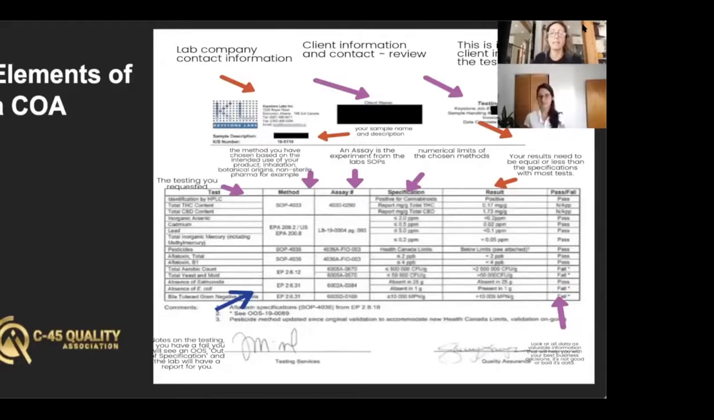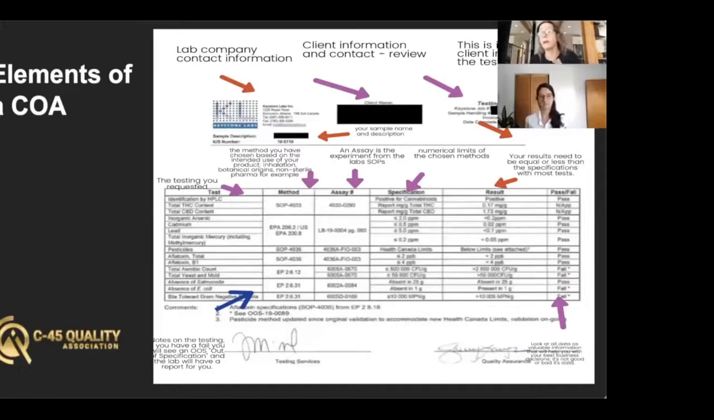And the assay is the number that is assigned to the lab's experiment. So when you look at assays, there will be SOPs on how they've done the testing. And this is really important. The lab can refer back to their assay to ensure that everything was done properly if a client is questioning a result. In the result column, for potency, it's going to be an actual number, and we will get to the details on the following slides.